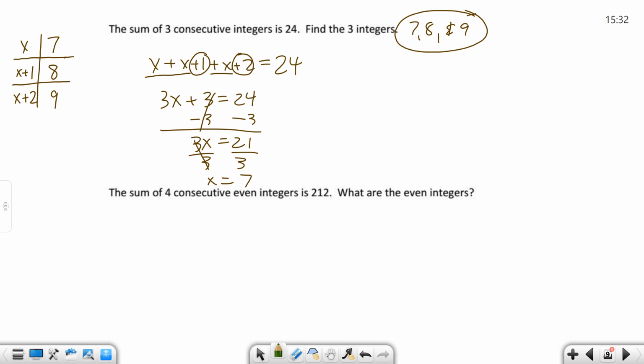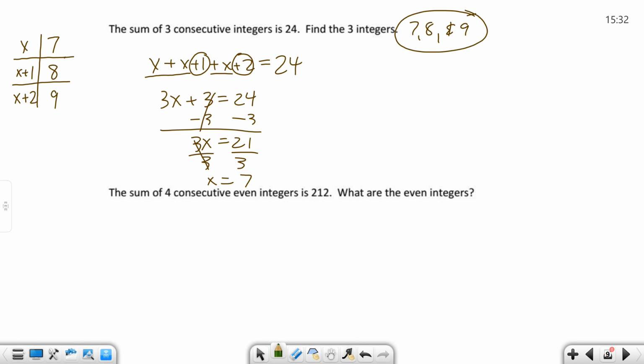Notice the next one. The sum of 4 consecutive even integers is 212. What are the even integers? Now, you've got to be careful because it says even here, and we're going to have some even numbers, 2s, 4s, whatever. But if it's odd, how far apart are odd numbers? Well, if you start with 1, what's the next odd number?